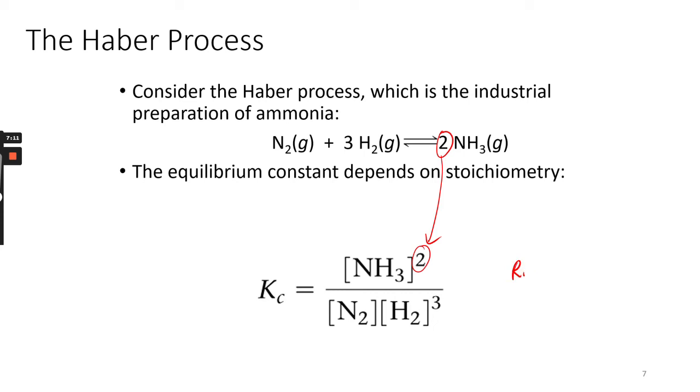So you have your products over reactants. And this is called your equilibrium constant. Now the C here is because we are dealing with concentration.